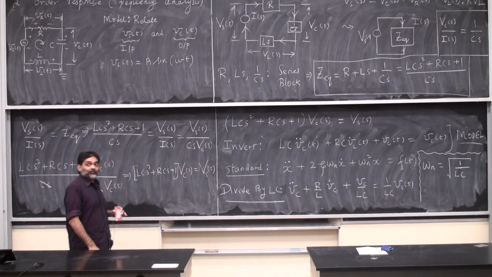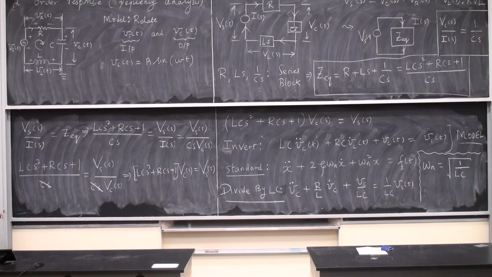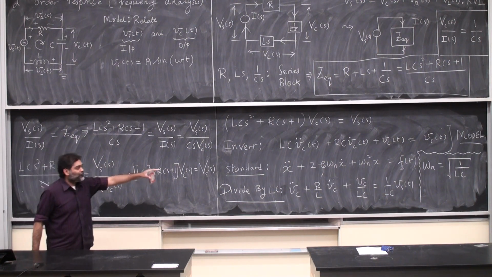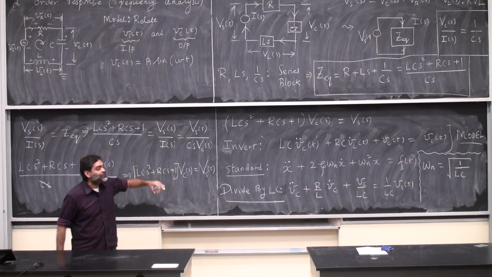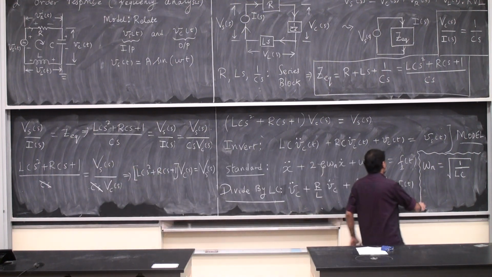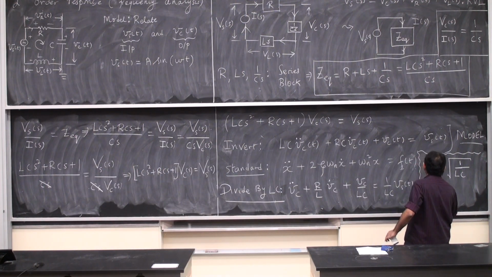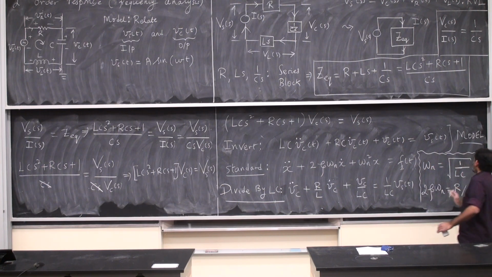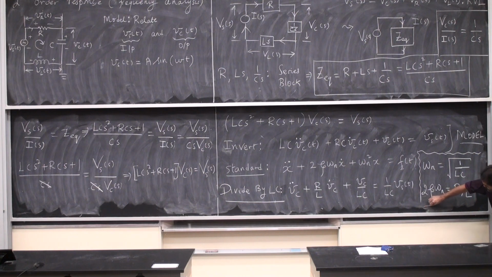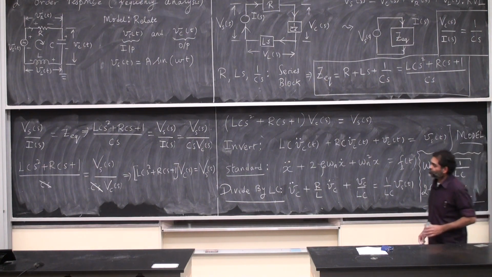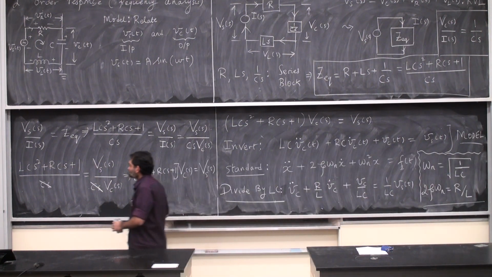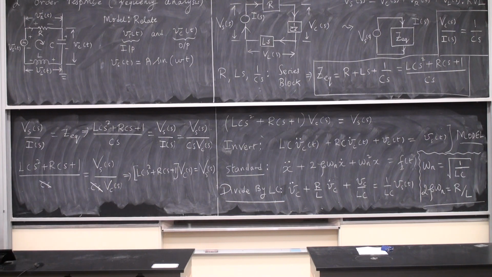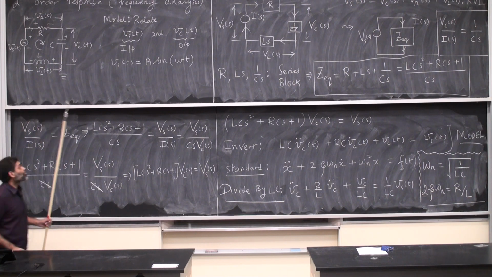Need to calculate zeta, which is slightly more tricky. So here is what I'm going to write. I'm first going to write 2 zeta omega n is equal to R times R divided by L. Okay, so 2 zeta omega n is R by L. I'm going to give a brief pause here if you want to catch up. And I'm going to work with those two to obtain zeta.